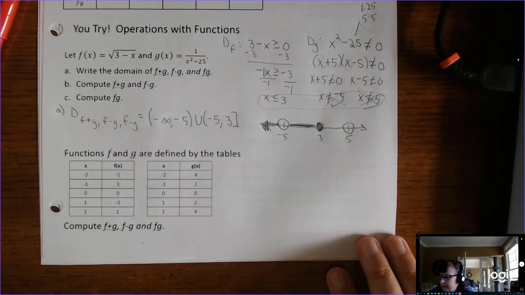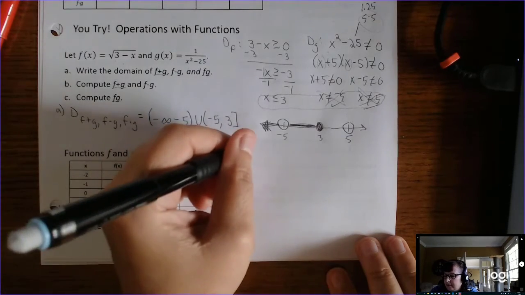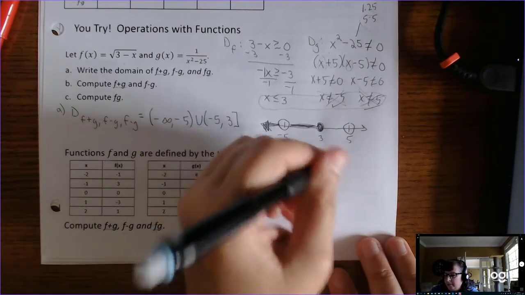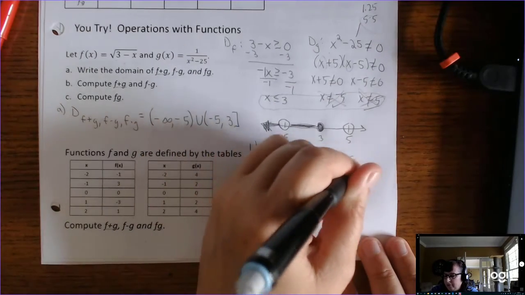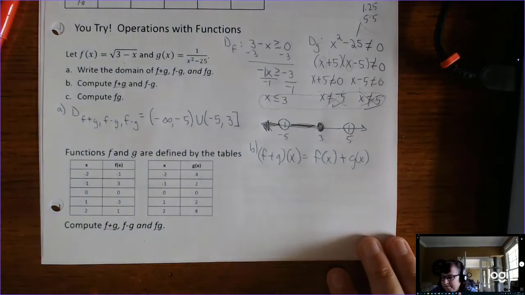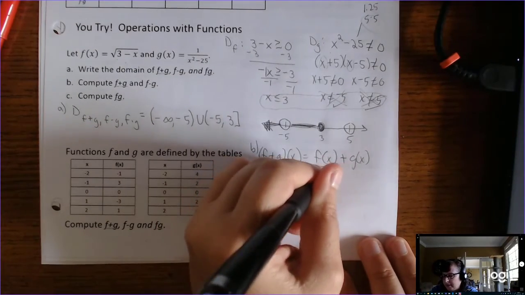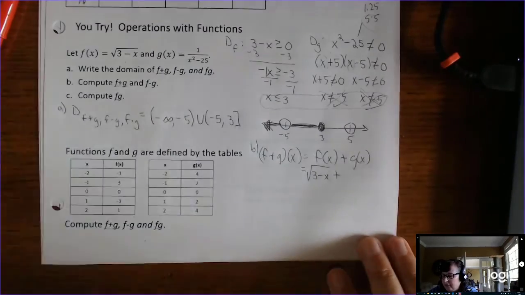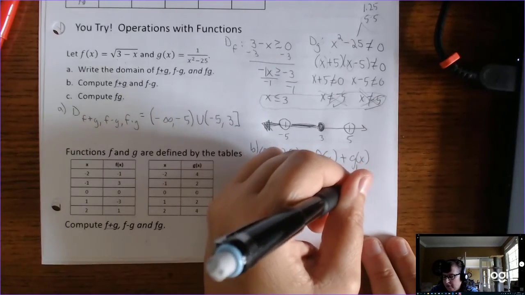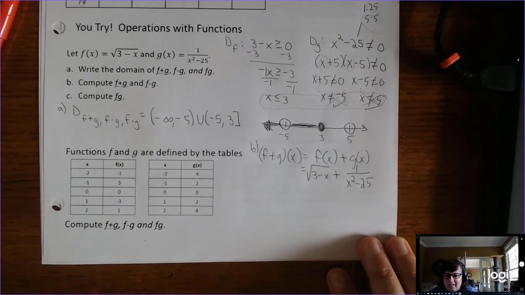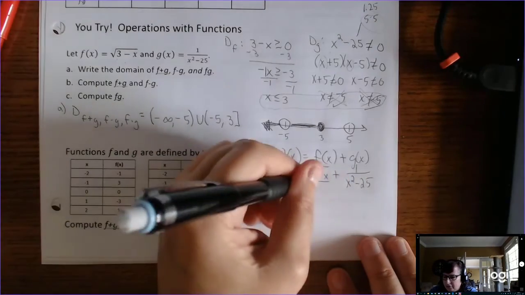Okay, now computing f plus g with an input x simply means add up the two functions. So f of x is the square root of 3 minus x, and g of x is 1 over x squared minus 25. And we're not in this class ready to add those up.